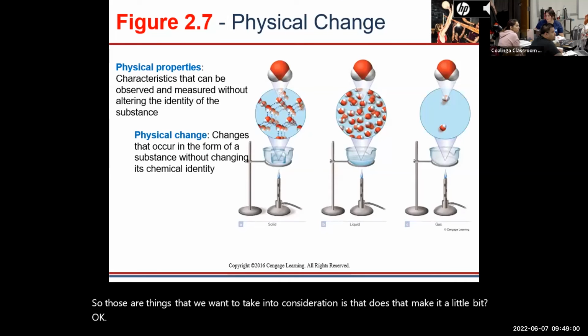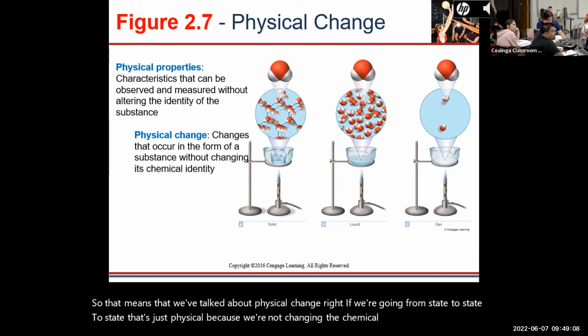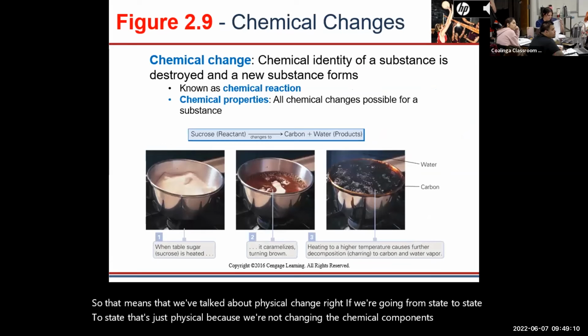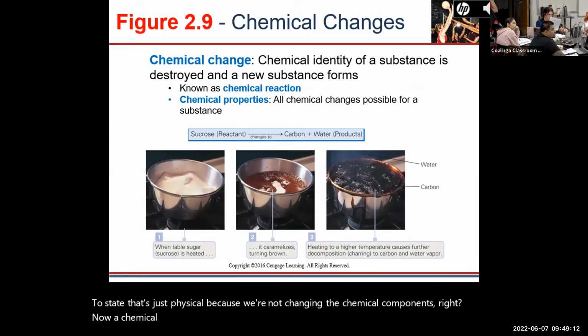Okay, so that means that we've talked about physical change, right? If we're going from state to state to state, that's just physical because we're not changing the chemical components, right? Now, a chemical change is different.